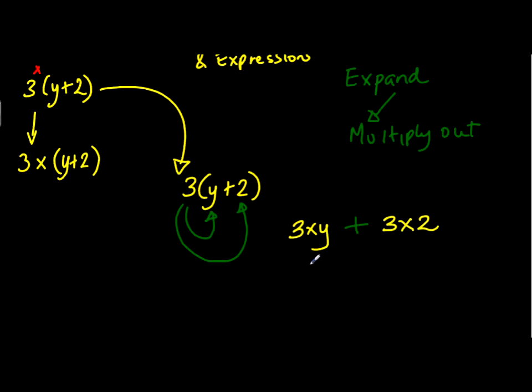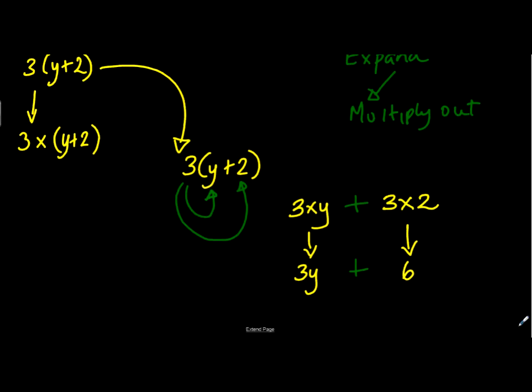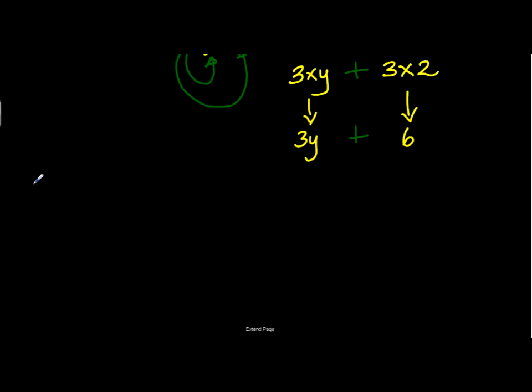So 3 times y gives me 3y, plus 3 times 2, which gives me 6. So my expression is now 3y + 6. So I've now multiplied out my expression. Okay, so let's move on to another example.